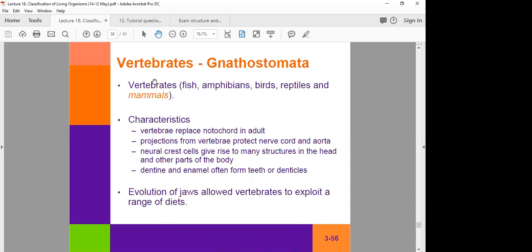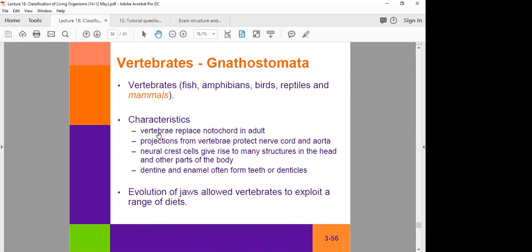Okay, on to the vertebrates, which includes fish, amphibians, birds, reptiles, and mammals. We'll be looking just at the mammals. Apologies to aquaculture students, but you'll get lots of taxonomy and systematics from Sadiq. Okay, characteristics of the vertebrates.